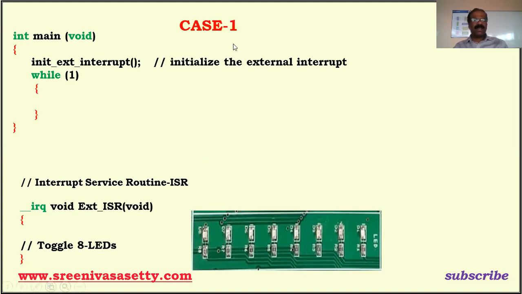Now here, in case one, I'm not writing any main task, but the main program must contain some infinite loop. Here, this is a function to initialize or configure the interrupt system. Once you execute this code, it takes you to that function and configures the interrupt system. Afterwards, it comes to this while loop. while(1) means always true. Then it enters the while loop.